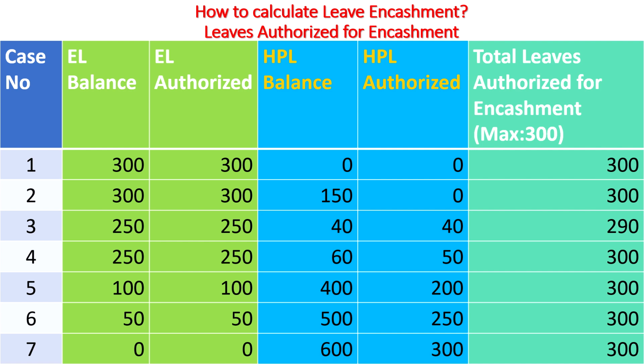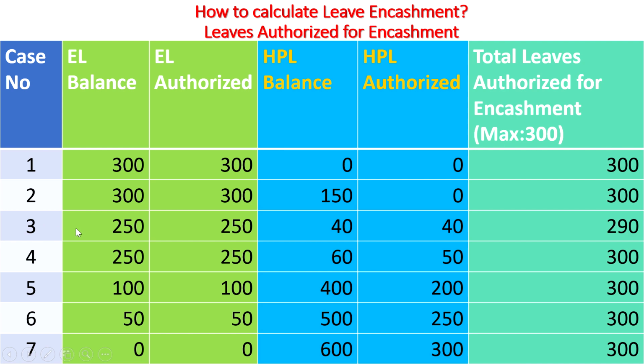Second case, the EL balance is 300 and HPL is 150. So the authorized EL will be 300 only. But as HPL plus EL should not exceed 300, the HPL balance will be ignored. That means HPL authorized will be 0, though there is a balance of 150. The total should not exceed 300, so the authorized leave will be 300 EL only.